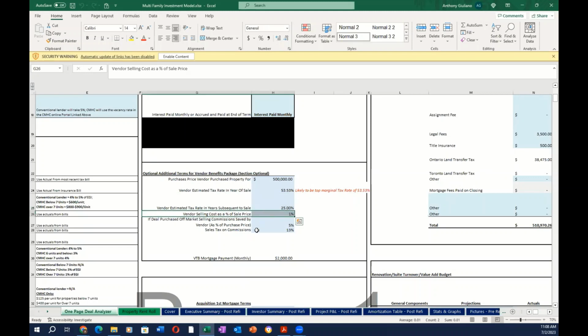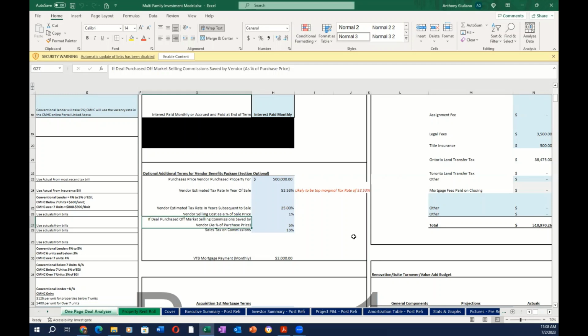Again, vendor selling costs. I'm making the assumption that generally it's going to cost the vendor about 1% of the purchase price of the property in just selling costs to get the property sold. And then also what I've entered in here is the commission. So if the deal was purchased off market, what is the commission savings that the vendor will have?